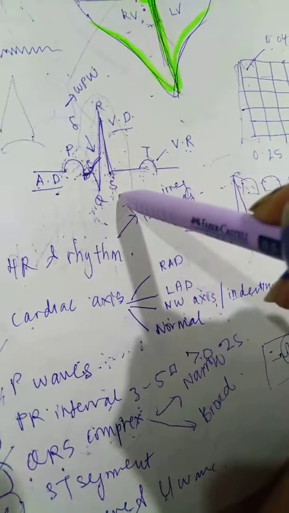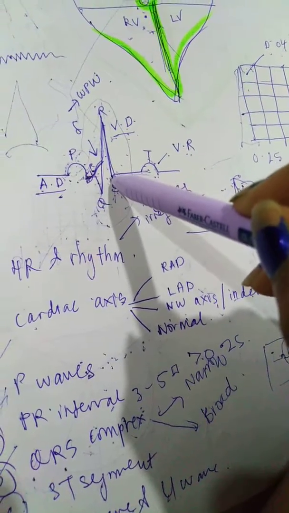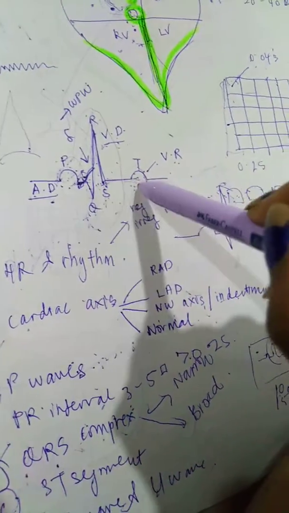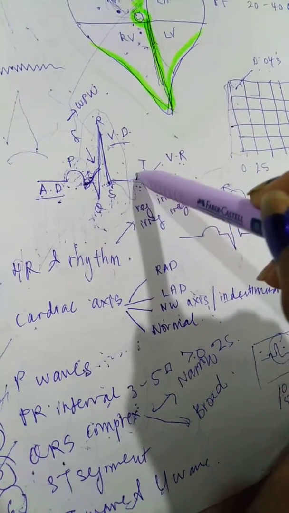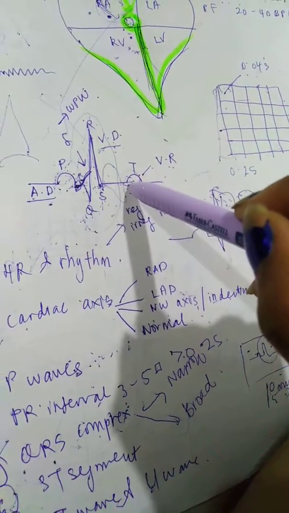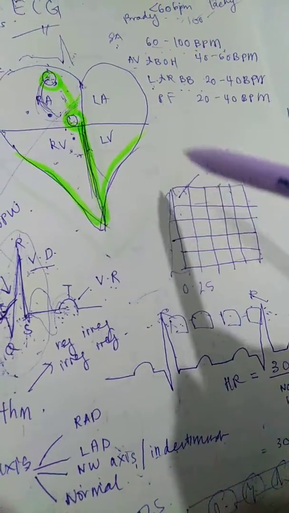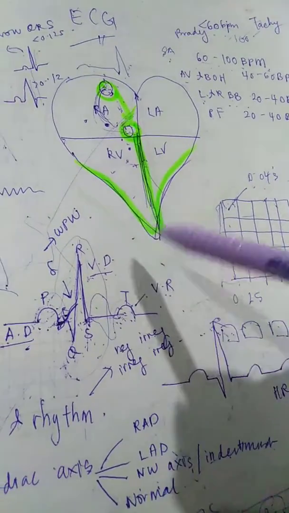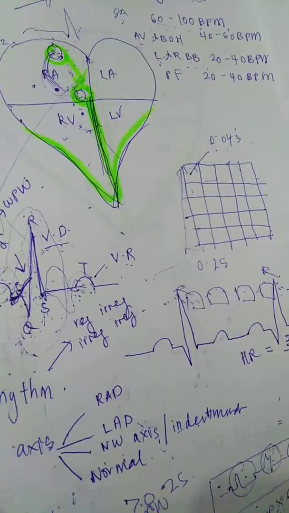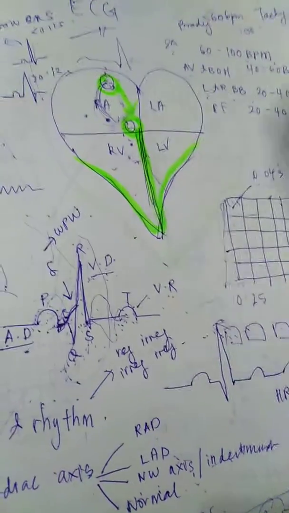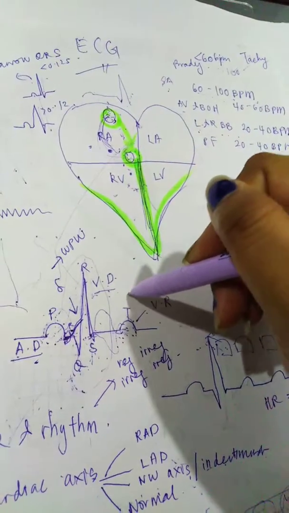Alright, and then you need to look at the morphology of your QRS waves. First thing is whether they are upright, and then whether they have a specific delta wave. If they have a delta wave, it shows WPW syndrome. So you have already checked the width, the height, and the morphology, WHM. Okay, and once you're done with your QRS complex, then you need to look at your ST segment.